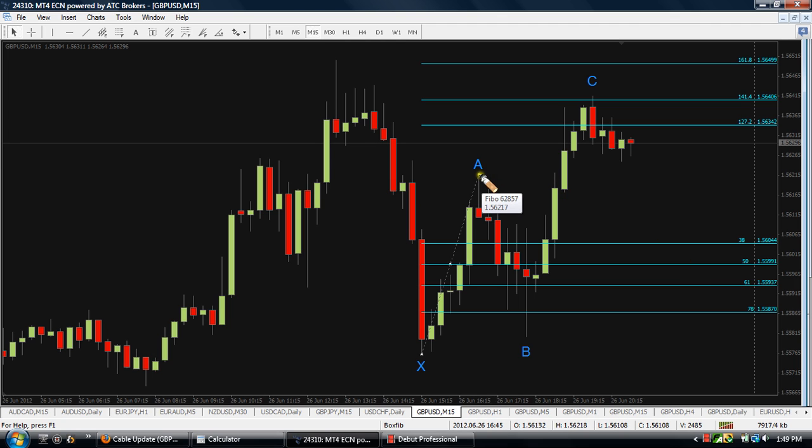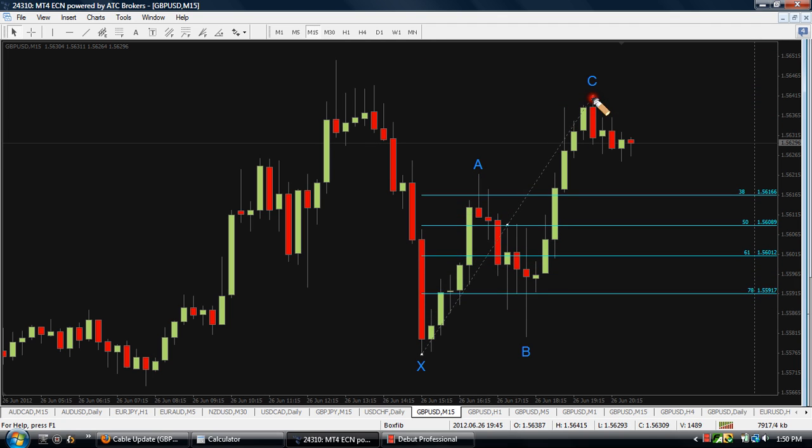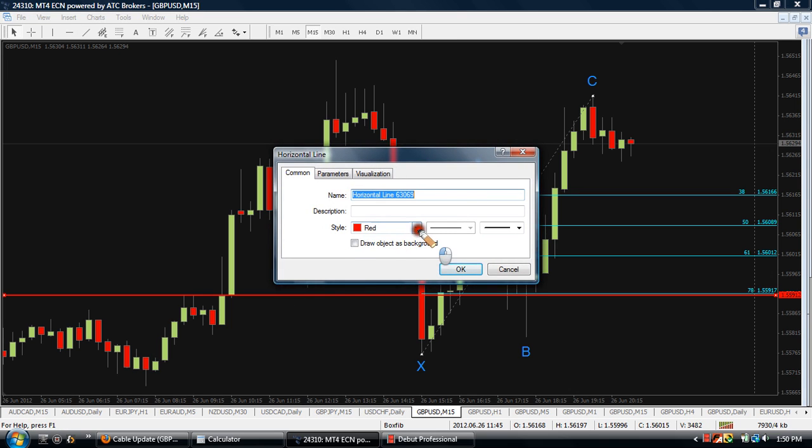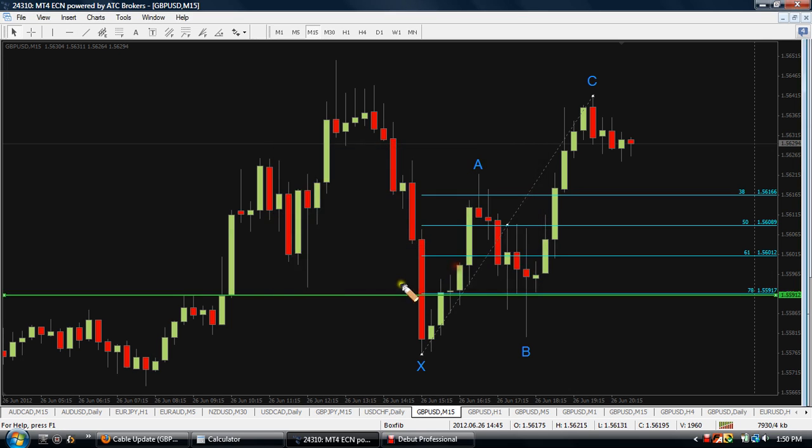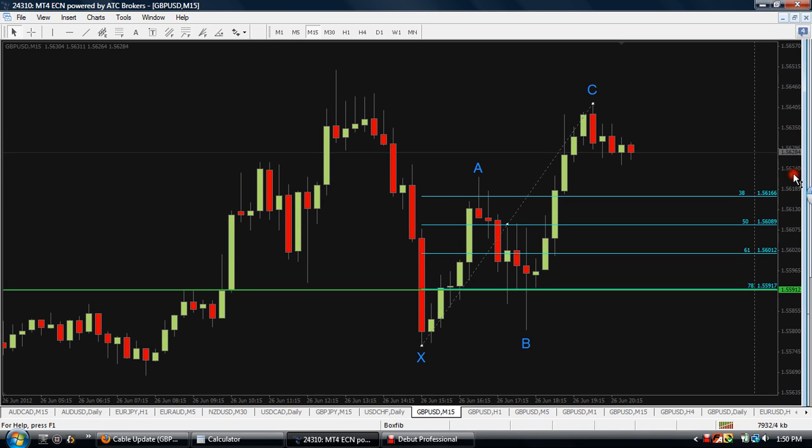I will move this fib from the high A to the high C if this high C remains, and that will then plot our D entry right here at the 78.6 retrace, which if you can or cannot see on my chart, it's 1.5591. So the D entry will be right here as a buy. We'll change that to green for you. Stops below, 10 pips below X here.